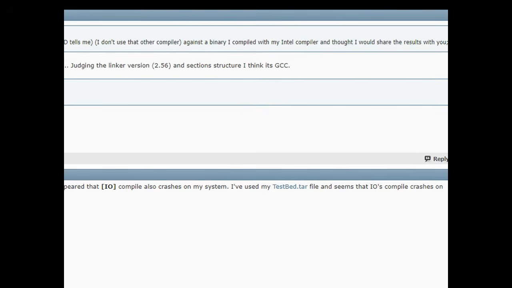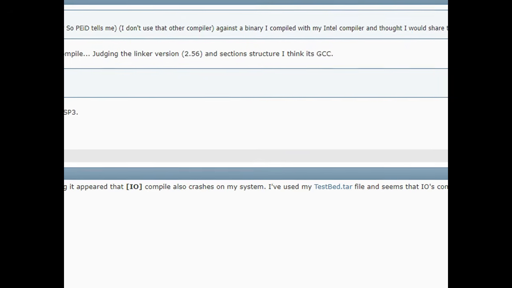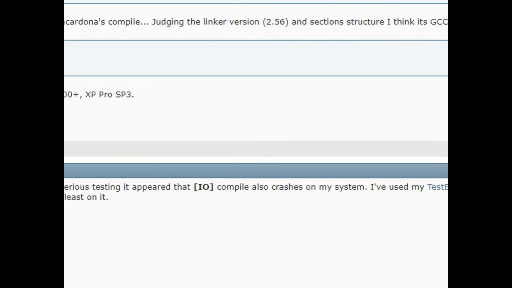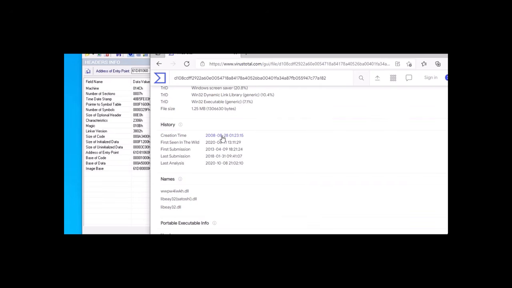And the linker that Satoshi's computer was using was 2.56. Basically it's a GCC compiler, and then version 2.2 is a .NET Core compiler. The Bitcoin creation time was in 2008. Basically, they compiled this file 5 months before the release date.